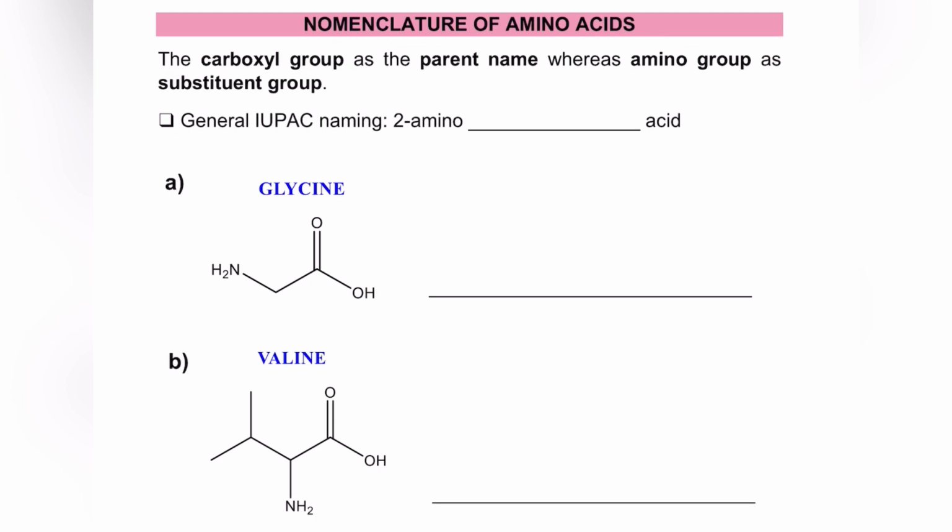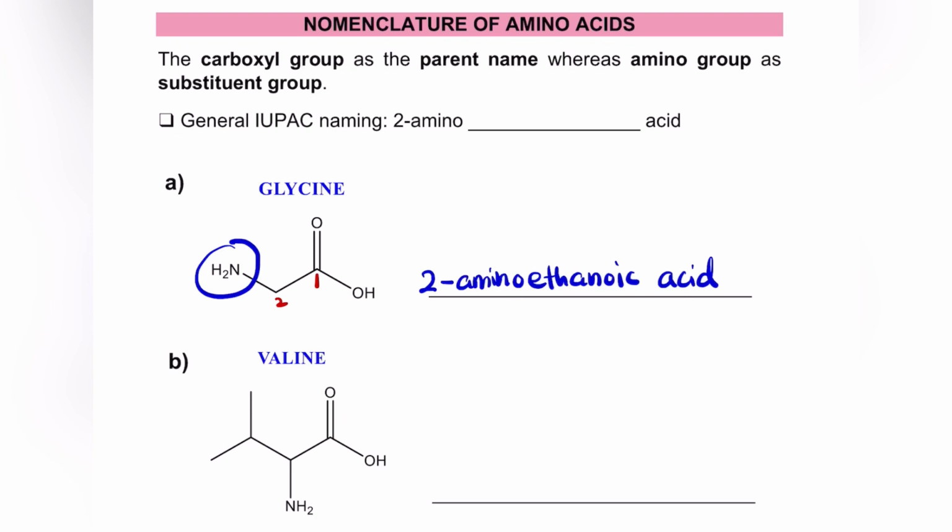Sometimes in the question, the amino acid will be given as a general name. So I give you some examples of the general amino acids that you should know. First one, we have glycine. For the numbering, I start with the COOH carbon as the first carbon, and then we have two carbon atoms. At carbon number 2, we have the amino group. So it's going to be 2-amino, and with two carbon atoms for our carboxylic acid, it's going to be ethanoic acid. So this is our IUPAC name for glycine.